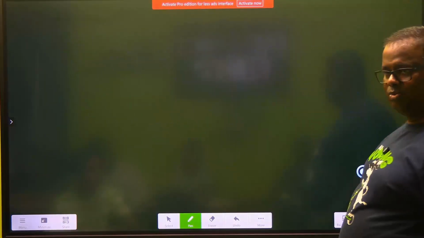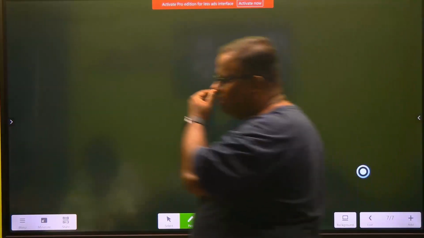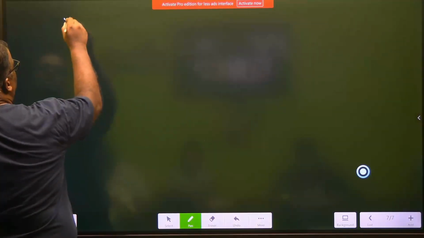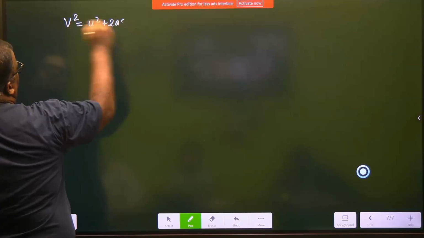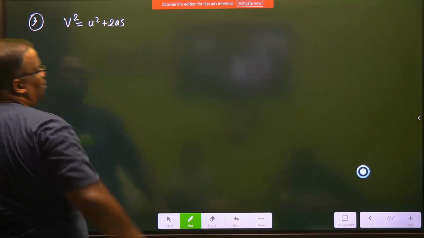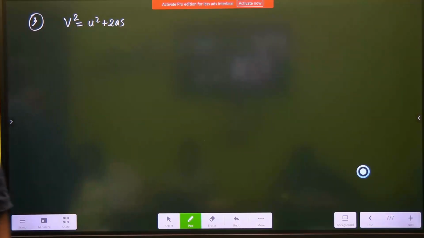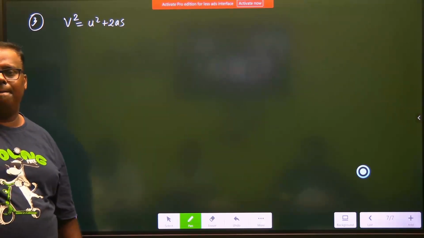Shall we see the third equation? Okay. Our third equation is V square is equal to U square plus 2AS. Very stylish. Who is missing here? Time is missing here. Equals to D square minus C square.